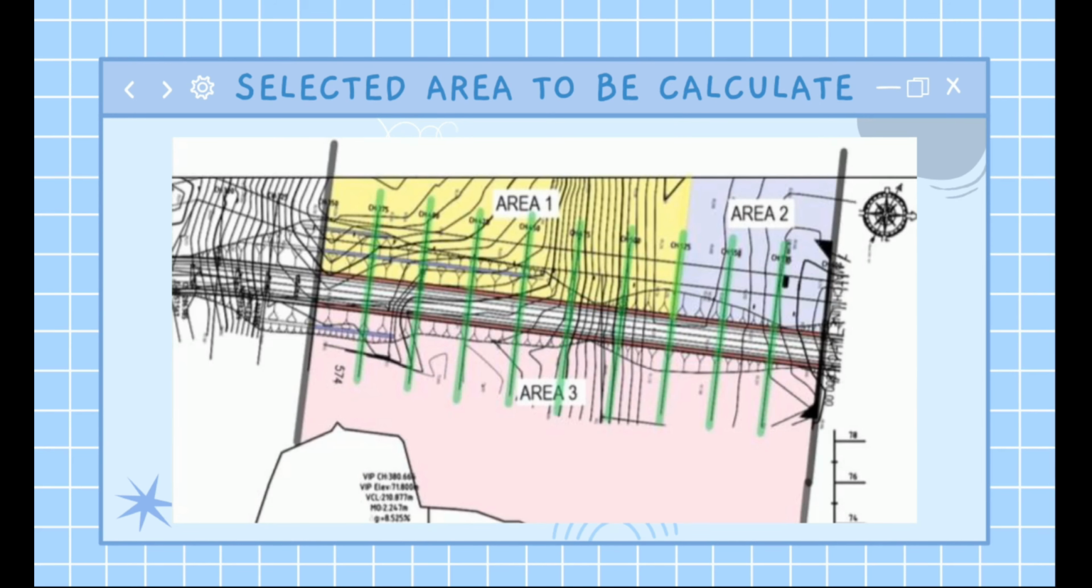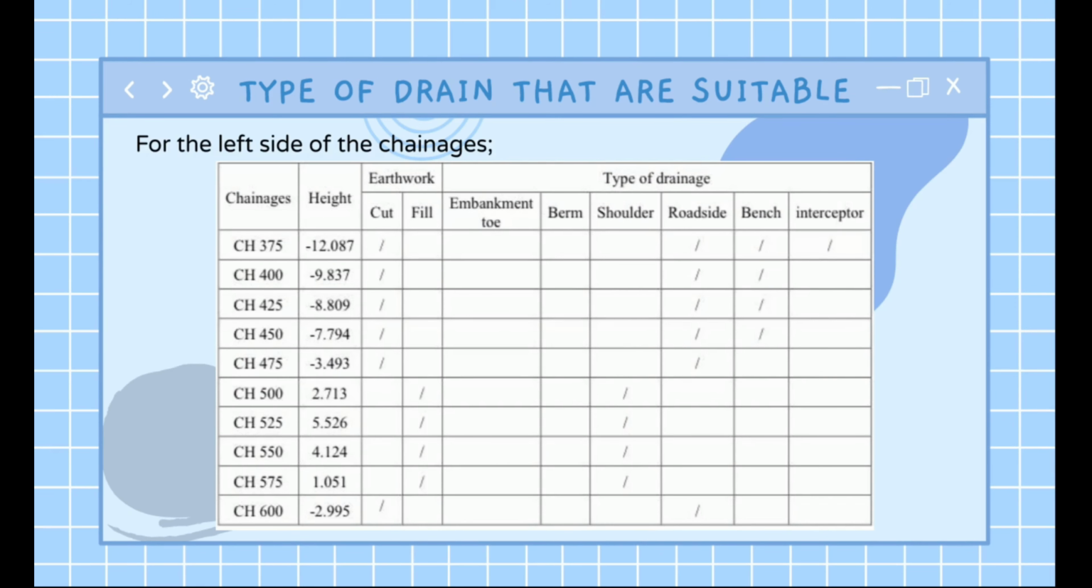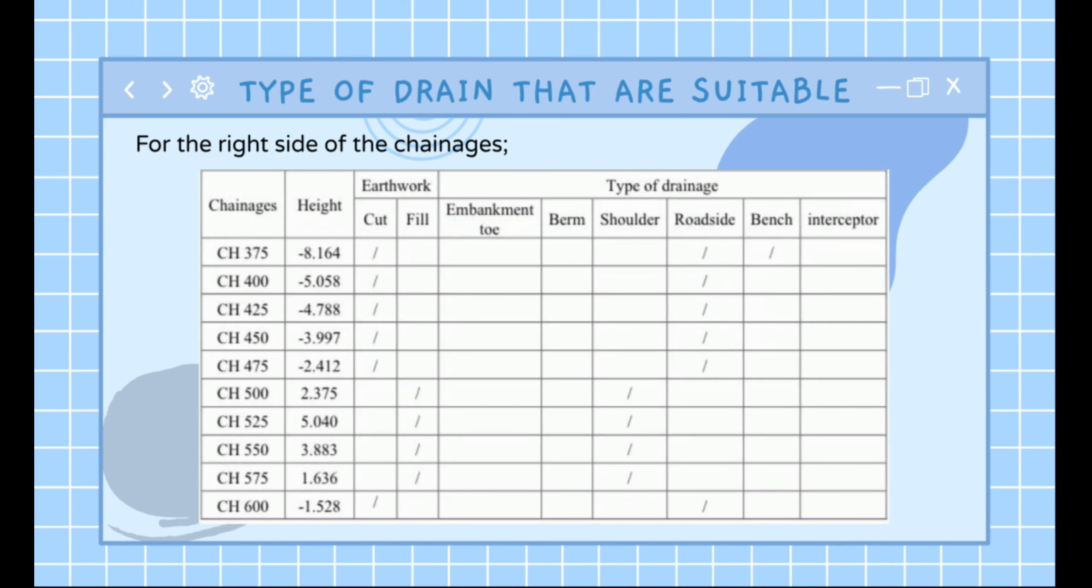We divide the area into 3 sub-catchment areas, which are Area 1, Area 2 and Area 3. From the left side of the highway, the types of drain included in this chainage are shoulder drain, roadside drain, bench drain and interceptor drain, which include fill and cut work. Next, for the right side of the highway, we will just need the shoulder drain, roadside drain and bench drain.